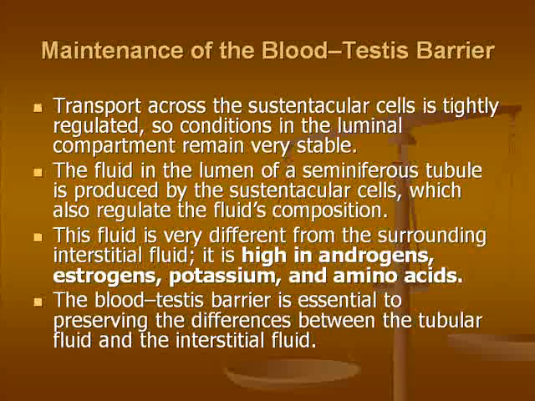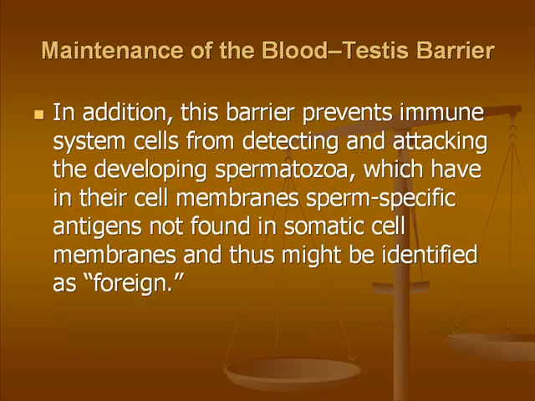We also will see transport across the sustentacular cells. This is a tightly regulated process, so conditions in the luminal compartment remain very stable. Again, a separation of environment. The fluid in the lumen of the seminiferous tubules is produced by sustentacular cells, which will regulate fluid composition. This fluid is very different from the surrounding interstitial fluid. It's high in androgen, estrogen, potassium, and amino acids. The blood-testicle barrier is essential in preserving the differences between the tubular fluid and the interstitial fluid.